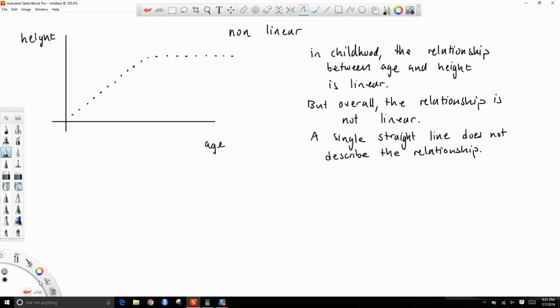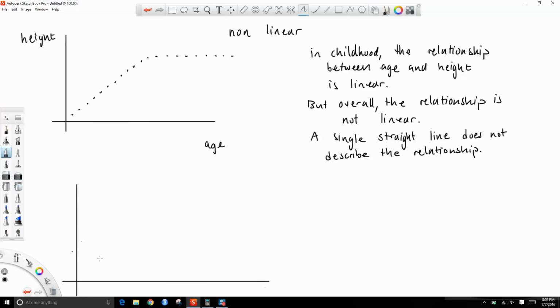Okay, because if you were forced to pick a straight line, what would you do? Would you do this? Or would you do this? Or would you do this? Who knows, right? A single straight line is not going to work, okay? So that's just a simple example of a situation where a linear relationship doesn't work, okay?